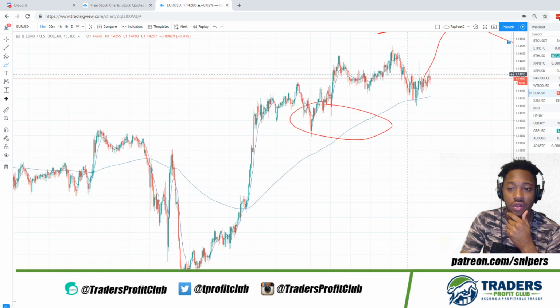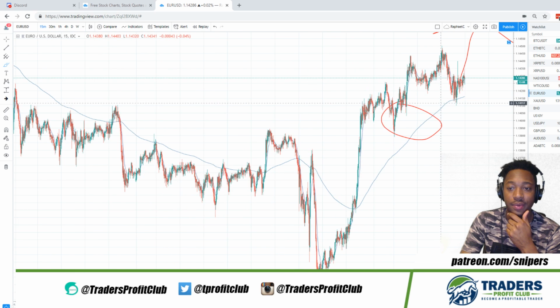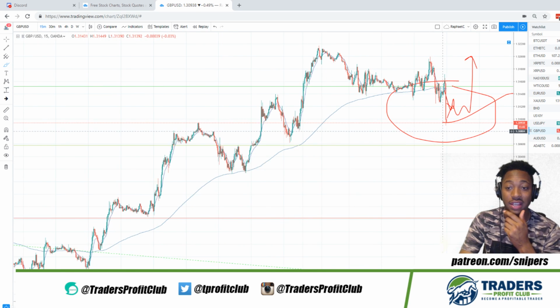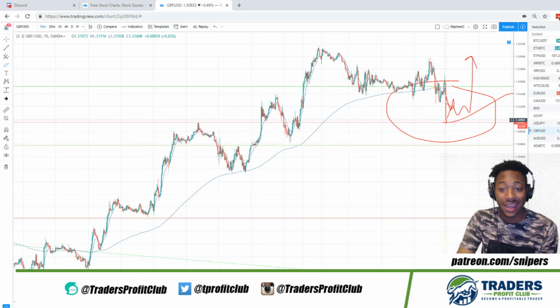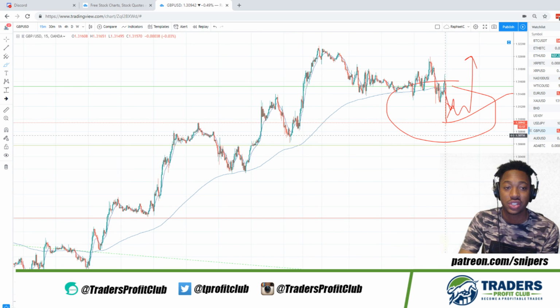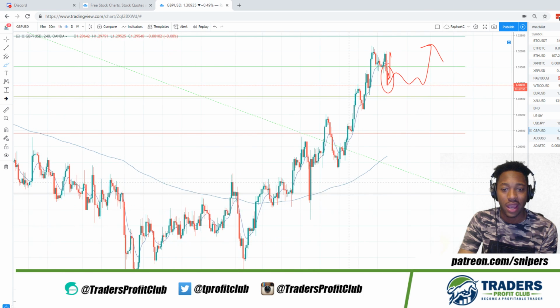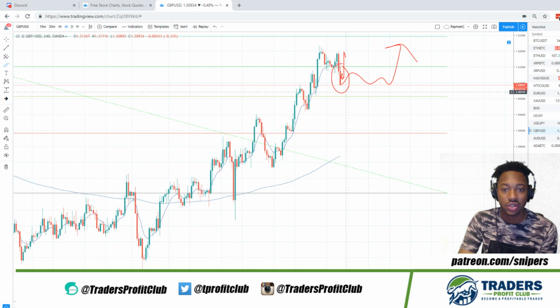Same with the Euro USD. This is going to take a little bit more time. If anything, this is a perfect time to buy. So if you're looking at this price and you're seeing price this low, it's a perfect time to buy. I'm going to wait for the right position to buy, because if you look at it, we're still above the moving average, right? We're still bullish. This is still a bullish momentum.